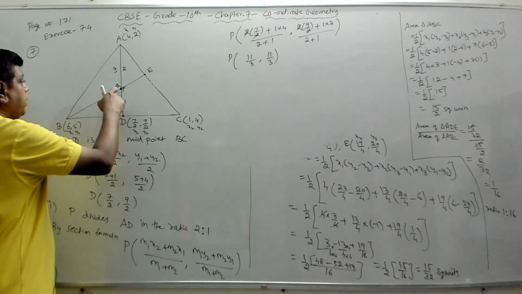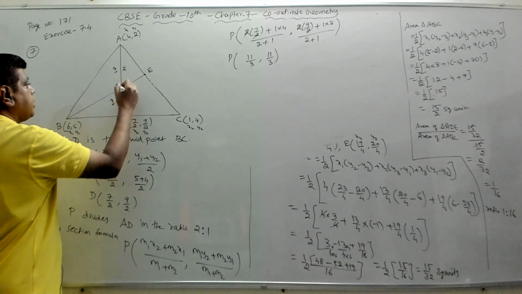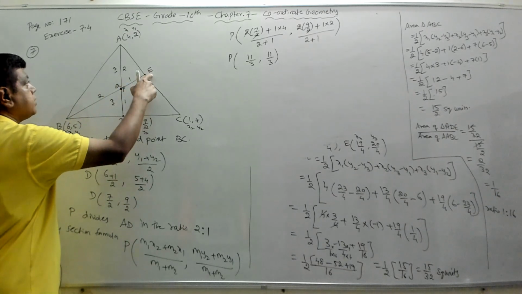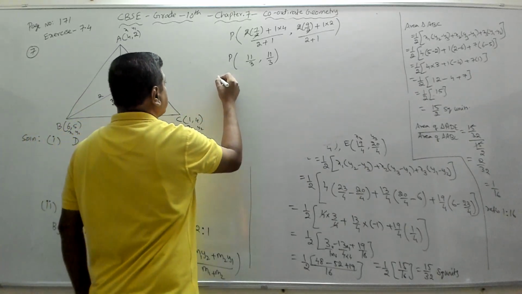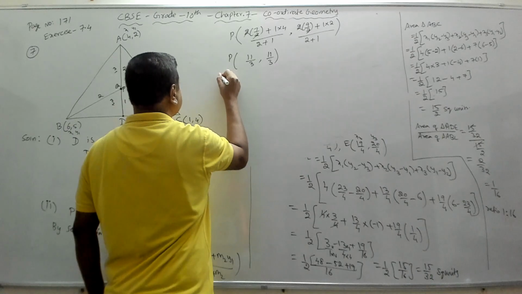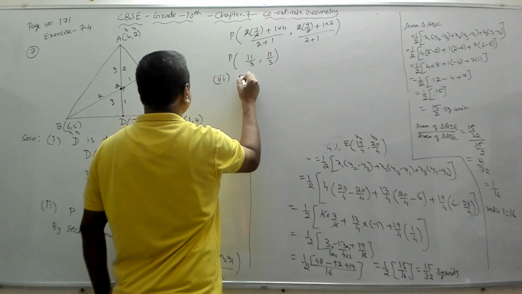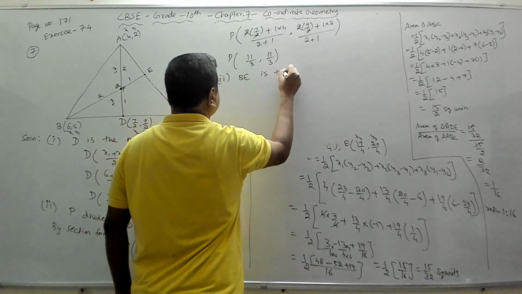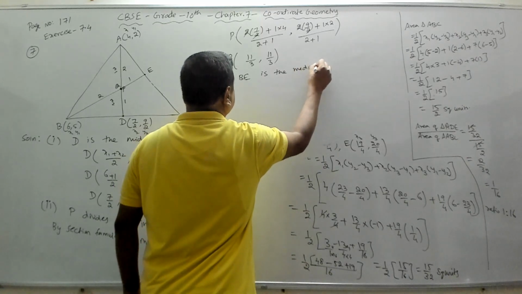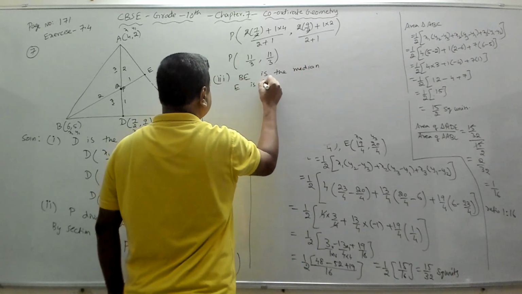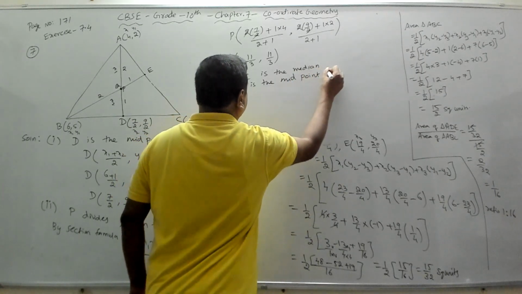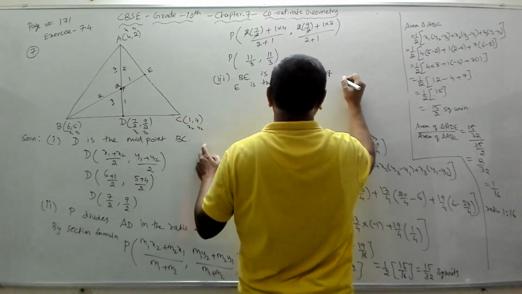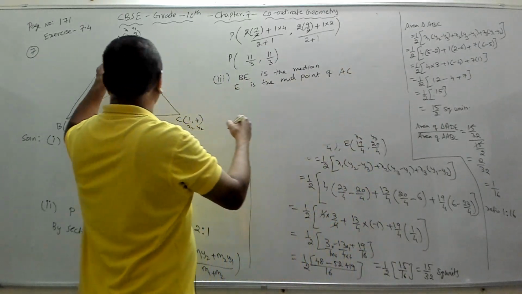Suppose Q is the point which divides BE in the ratio 2 is to 1, and E is the midpoint of AC because BE is the median. So the third part of the question: BE is the median, then E is the midpoint of AC.